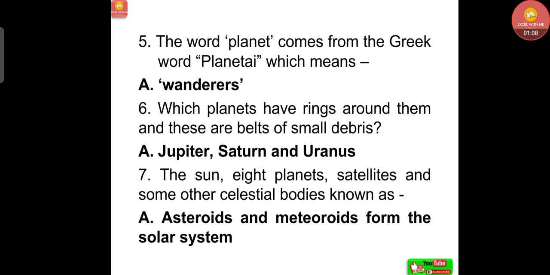Next question. The word planet comes from the Greek word planetai, which means wanderers. Which planets have rings around them, and these are belts of small debris? That is Jupiter, Saturn and Uranus. The Sun, 8 planets, satellites and some other celestial bodies known as asteroids and meteoroids form the solar system.